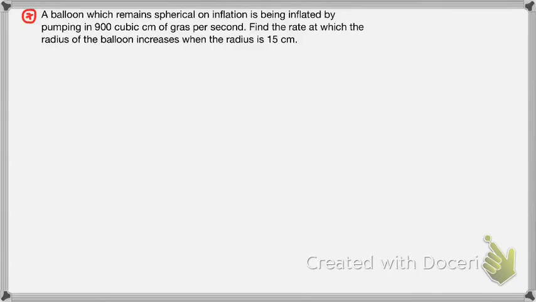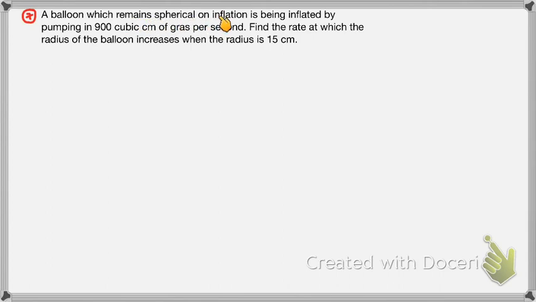Okay, look at this question now. The question says a balloon which always remains spherical on inflation is being inflated by pumping in 900 cubic centimeter of gas per second. Find the rate at which the radius of the balloon increases when the radius is 15 centimeter. So this balloon is spherical always.